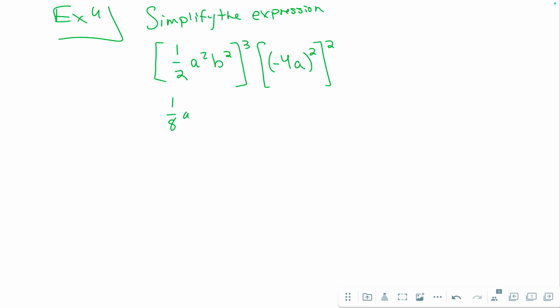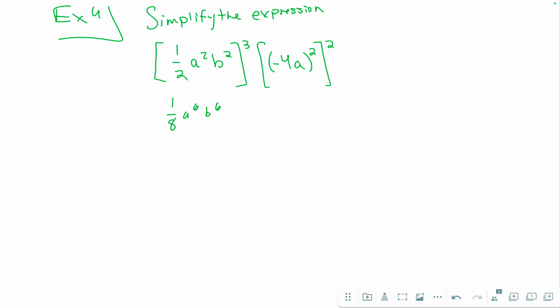A squared to the third. What's that going to change into? A to the sixth. That is one thing worth pointing out. With these exponents, 2 to the third becomes 6, it doesn't become 5, because we're not doing the same bases. So then this is also b to the 6th.